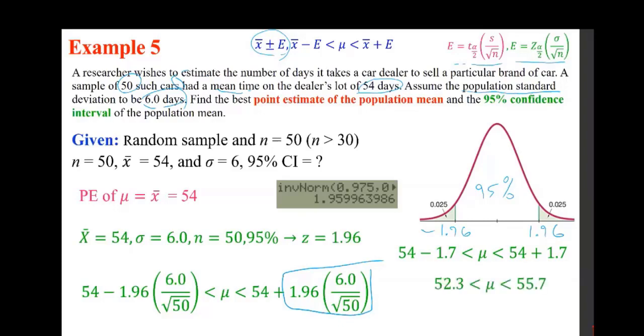What is this referring to? It says a researcher wishes to estimate the number of days it takes a car dealer to sell a particular brand of cars. Because it is specifically asking for the number of days, you can answer it accordingly. Therefore, the rounding is done accordingly. So 52.3 becomes 52, but 55.7 goes up to 56. If you left it as 52.3 and 55.7, it would be fine with me. Let's go to the next one.